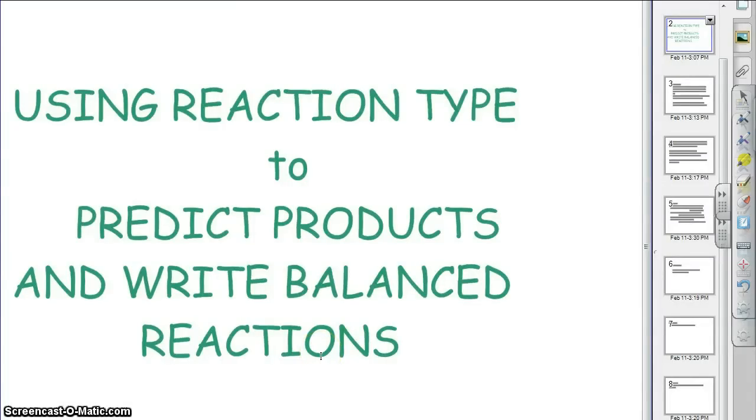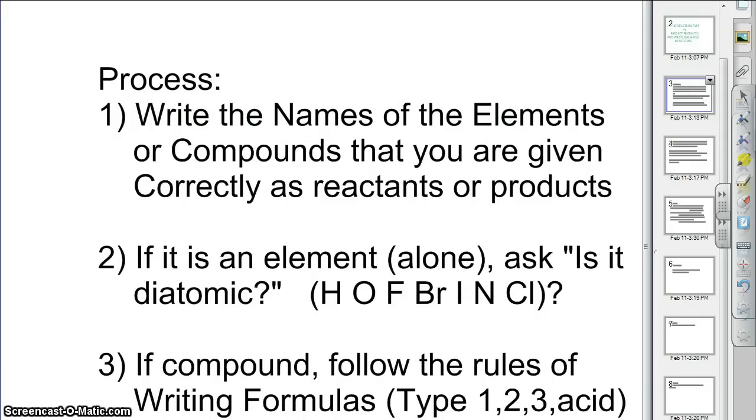This is the introduction to a series of examples of how we use reaction type to predict products and write balanced reactions. We'll not do anything on here, but this is the series of steps that you must follow in order to successfully write a reaction if not all of the products and reactants are given to you.